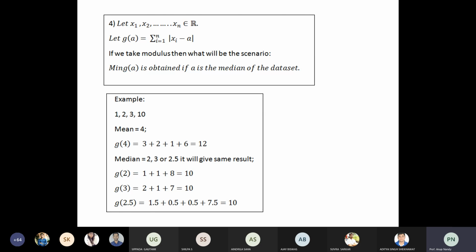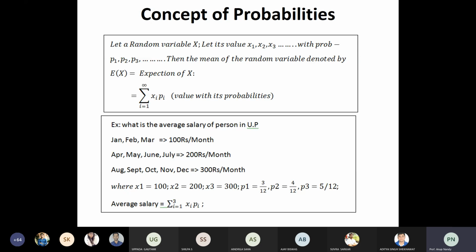Okay, next is probability. Now you know, all of you know this probability concept. So now let a random variable x.